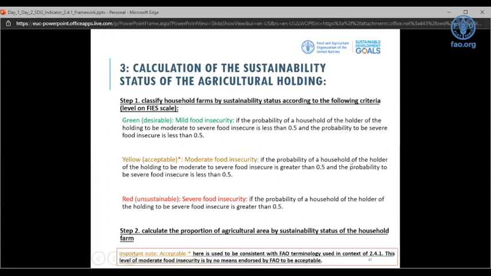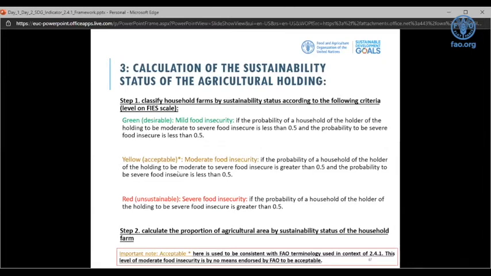If the probability of the household of the holder of the agriculture holding to be moderately and severely food insecure is greater than 0.5, and the probability to be severely food insecure is less than 0.5, then we will classify it as yellow. And if the probability of a household of agriculture holding to be severely food insecure is greater than 0.5, then we will assign this agriculture holding and its agricultural land area red or unsustainable status.